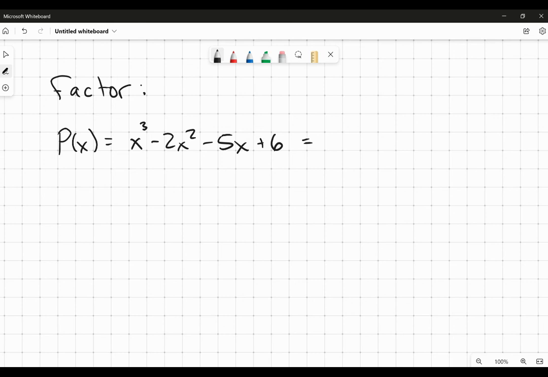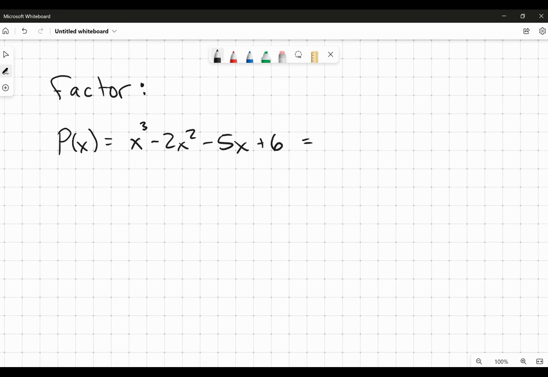Okay, hi everybody. We're going to do another example of factoring here. And so we're looking at x cubed minus 2x squared minus 5x plus 6. I'm going to call this polynomial p of x. And when you take a quick look at this, you'll notice that, again, grouping won't work here.